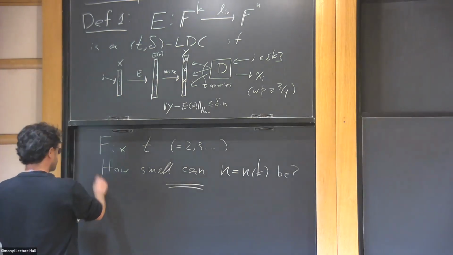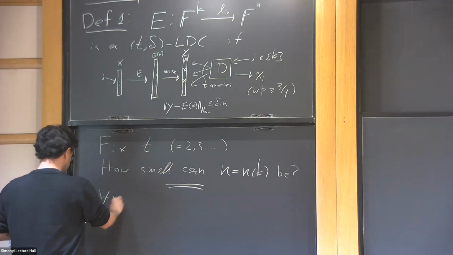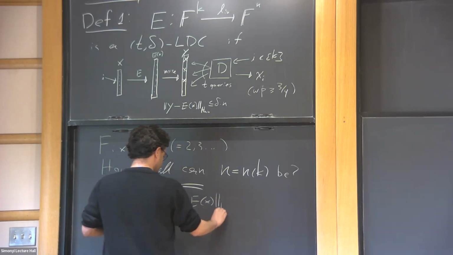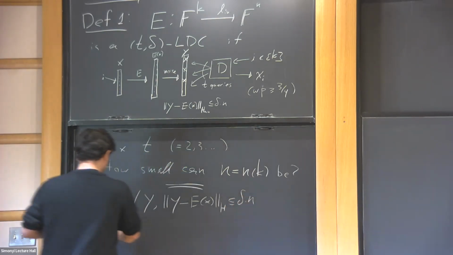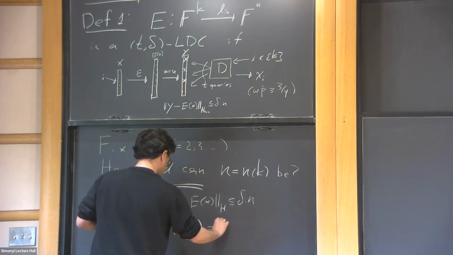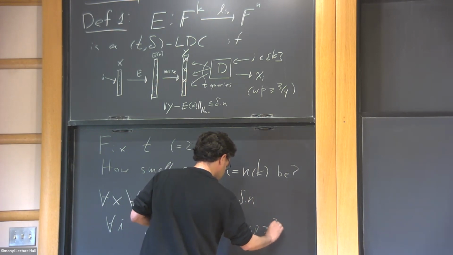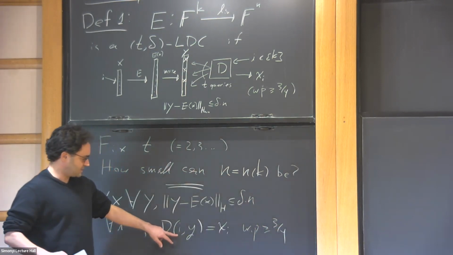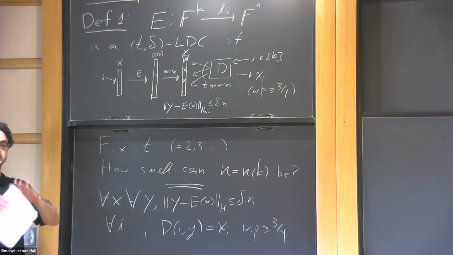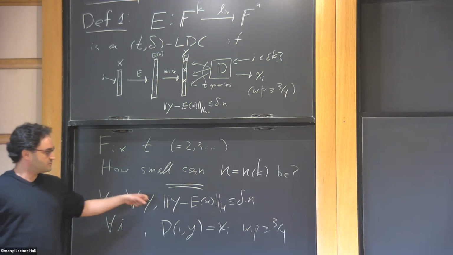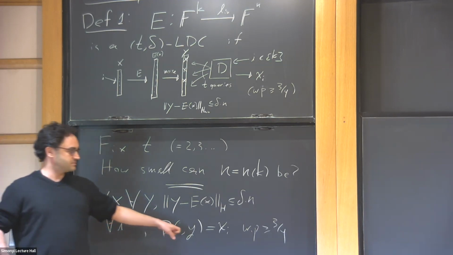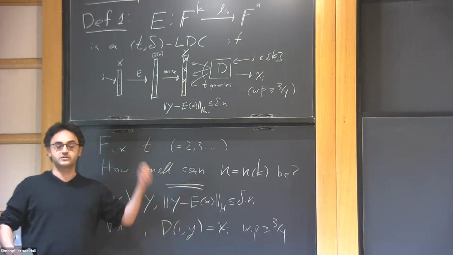Maybe just to make this very clear, I'll say that here we require that for every x, for every y with Hamming distance from E of x at most delta n, and for every i, D of y gives x_i with high probability. D makes at most t queries to y, but this is really worst case. There's no randomness over x. If you had randomness over x, it gets much easier. This is for every message, for every y that's close to the encoding, every coordinate has to be recoverable with high probability, and the randomness is only over the choices of these t coordinates.